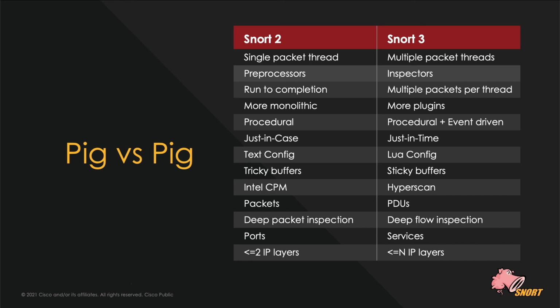Procedural versus procedural and event driven, just in case versus just in time, down the list there. Ports versus services, packets versus PDUs. We'll call your attention to Hyperscan on the right, about two thirds of the way down. This is a new technology, a new library that's in use in Snort 3. Hyperscan leverages capabilities of the Intel processor to greatly speed up things like PCRE. The multi-pattern search engines, including the regular expression searches, are several times faster using Hyperscan.